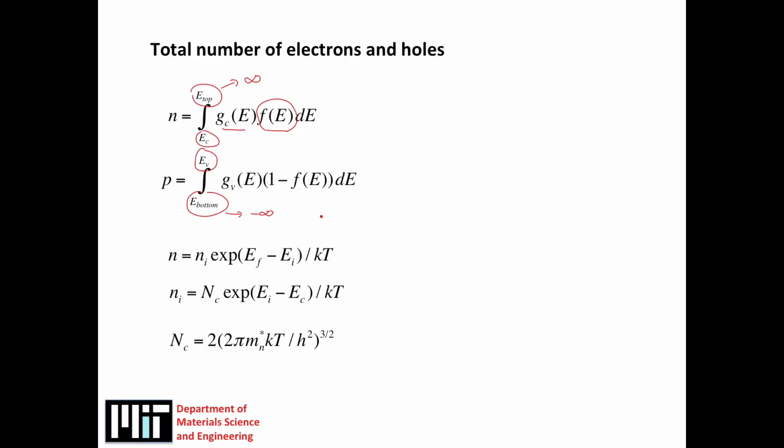So if we go through and do this integration, we've got expressions for g, we've got f. We can do this analytically, and we're going to get these expressions here. n is ni, I'll define that in a moment, times some exponential which is related to the difference between the Fermi level and the intrinsic Fermi level, that's EI. This is the intrinsic Fermi level, which is the same as EF in the intrinsic material.